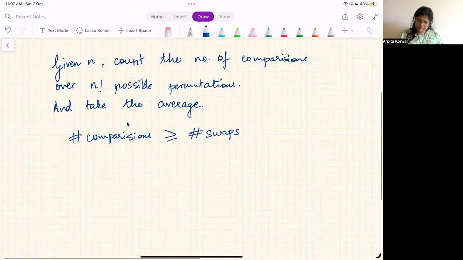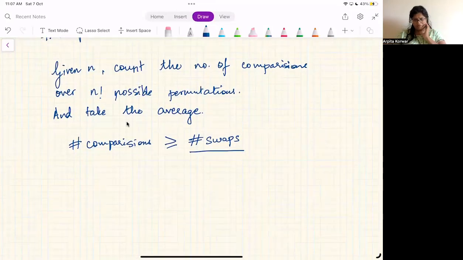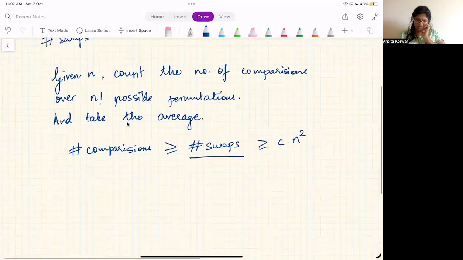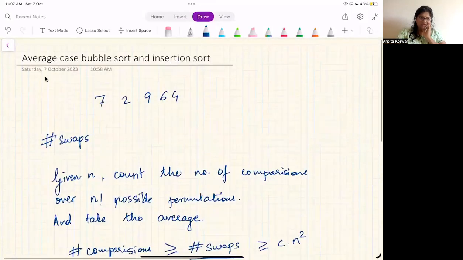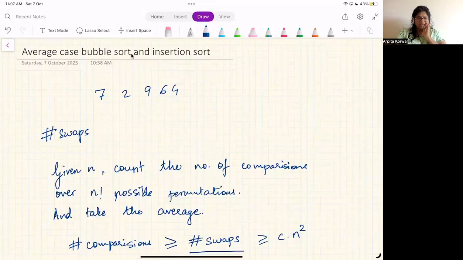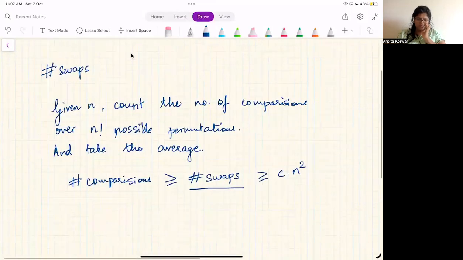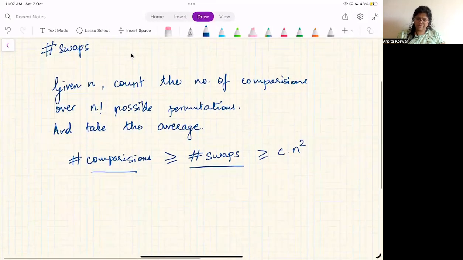Now, we will count the number of swaps, and if that is greater than or equal to some constant times n squared. So we are currently doing bubble sort. We want to show that in the average case, bubble sort takes order n squared comparisons. If we show that the number of swaps is greater than or equal to some constant times n squared, then we would have also shown that the number of comparisons is greater than or equal to some constant times n squared.